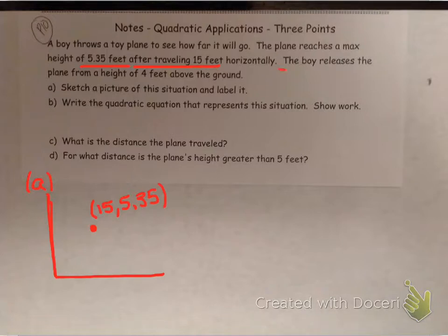And then it says that he released the plane from a height of 4 feet above the ground. So before the plane had traveled anywhere horizontally, it was 4 feet above the ground. So it was maybe somewhere right around there. So it hadn't traveled anywhere horizontally yet, but it was 4 feet above the ground. And so that means the plane left his hand, went up to the vertex, and then comes back down, we assume, all the way to the ground. Okay? And it hits the ground, and obviously it doesn't go below the ground.